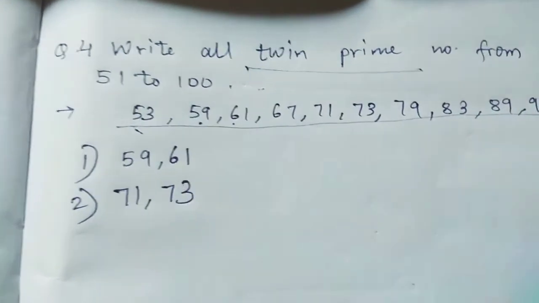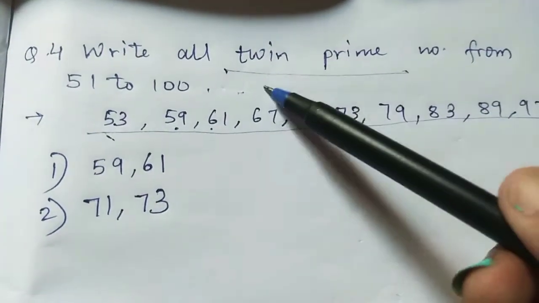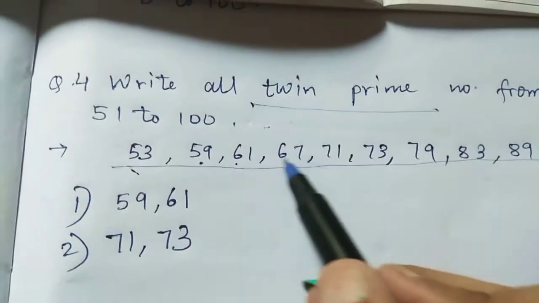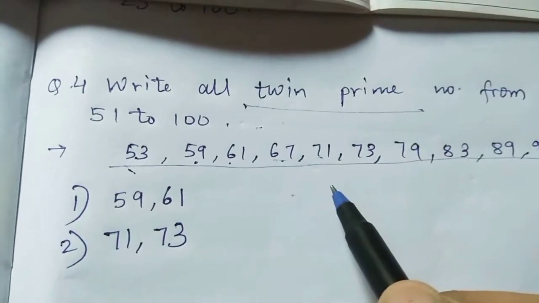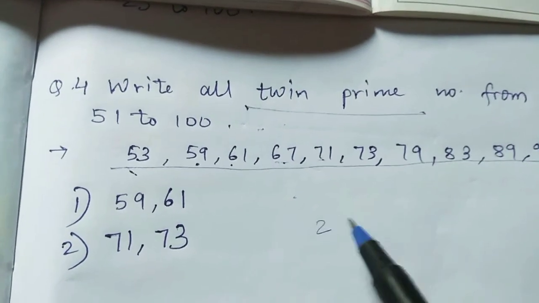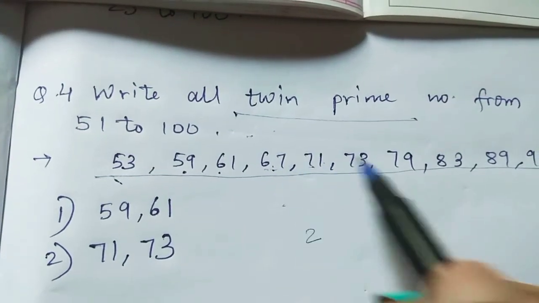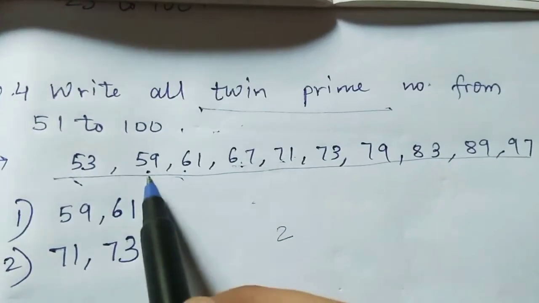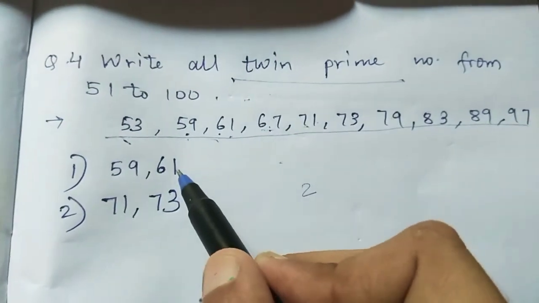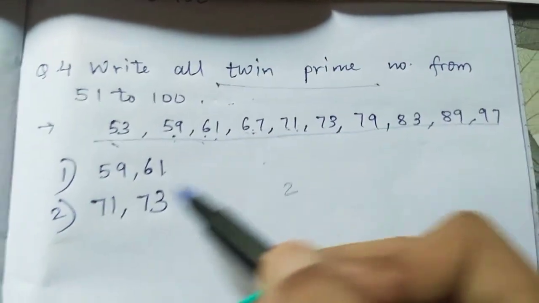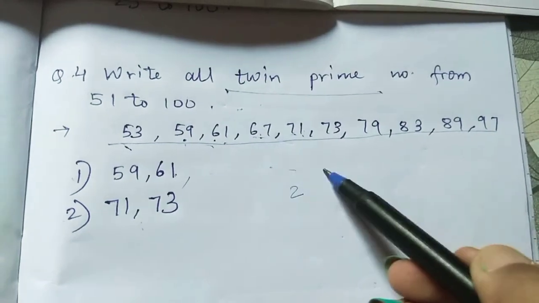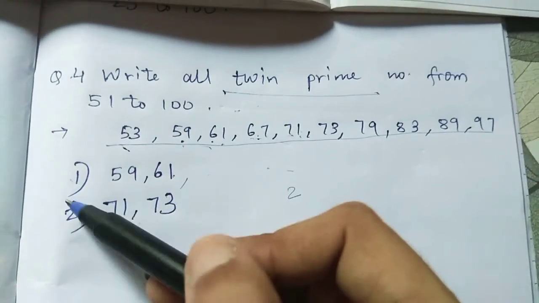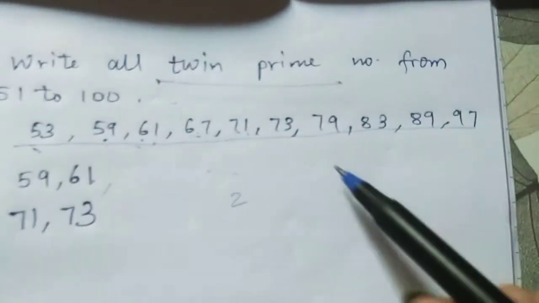71, 73. Basically, what is a twin prime pair? When the difference among the prime numbers is 2, then these numbers are a twin prime pair. Here we got 59, 61 as the first pair, 71, 73 as the second pair. Put the numbering. Don't put commas and write continuously. Put the numbering for different pairs. Let us see ahead.